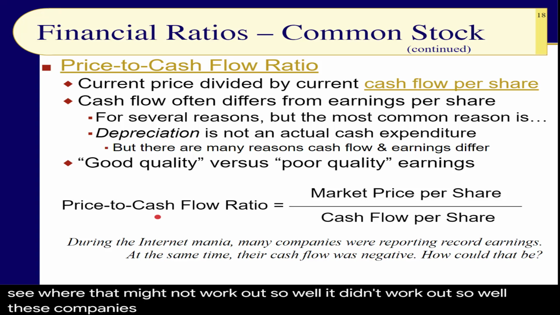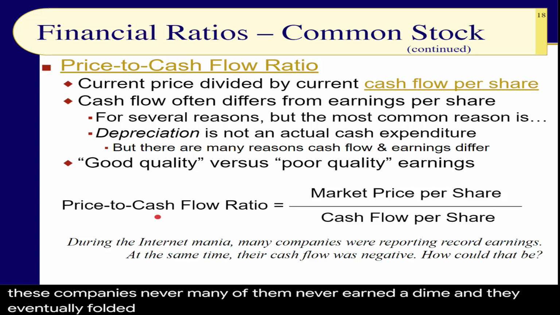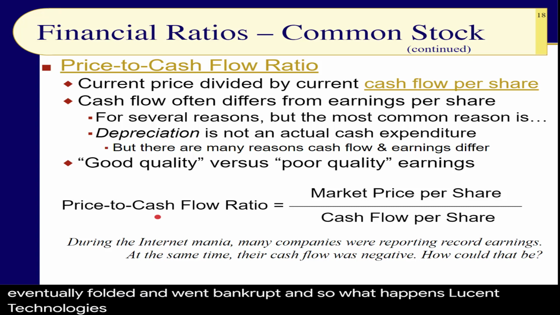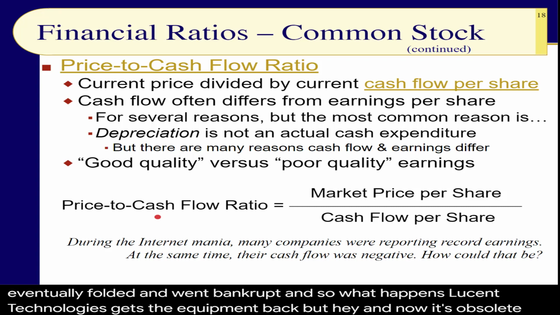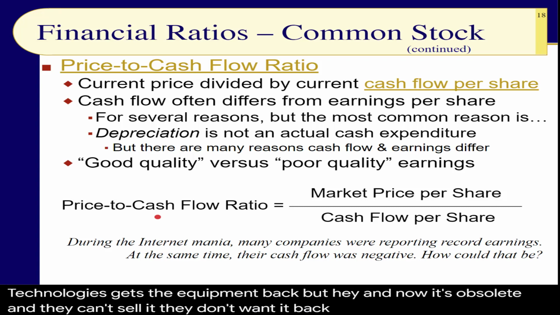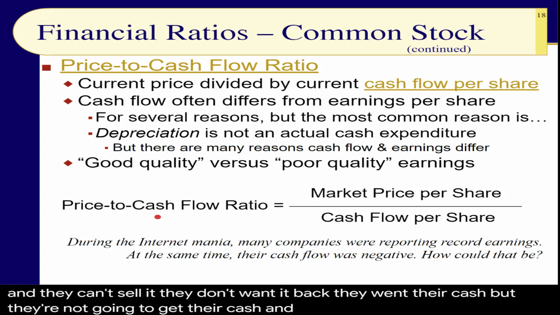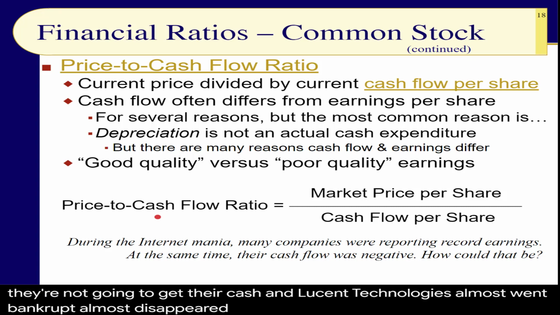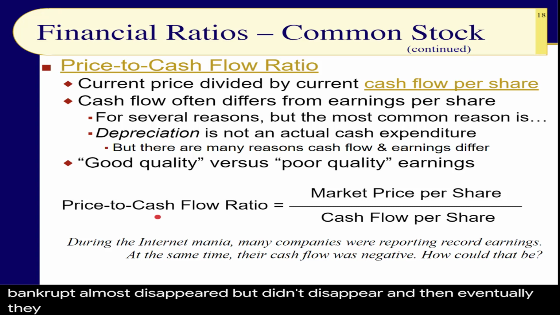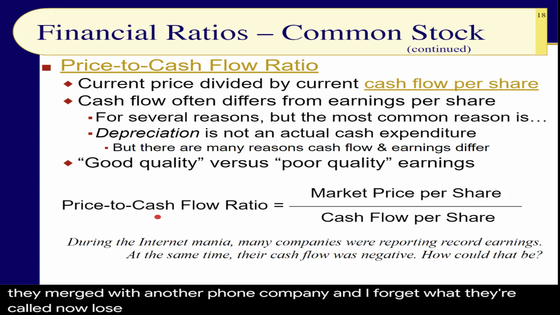These companies, many of them never earned a dime, and they eventually folded and went bankrupt. And so what happens? Lucent Technologies gets the equipment back, but hey, now it's obsolete and they can't sell it. They don't want it back. They want their cash, but they're not going to get their cash. And Lucent Technologies almost went bankrupt, almost disappeared, but didn't disappear. And then eventually they merged with another phone company, and I forget what they're called now, Lucent Alcatel or something like that. So check them out.